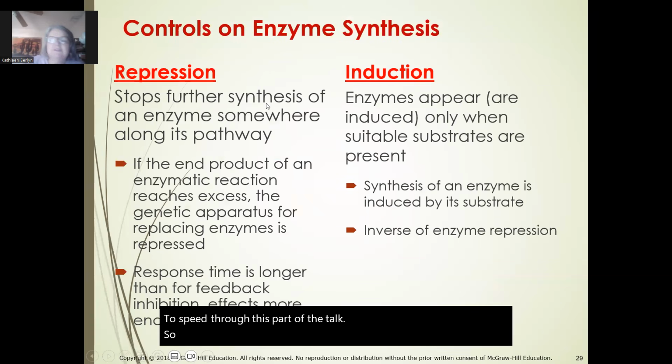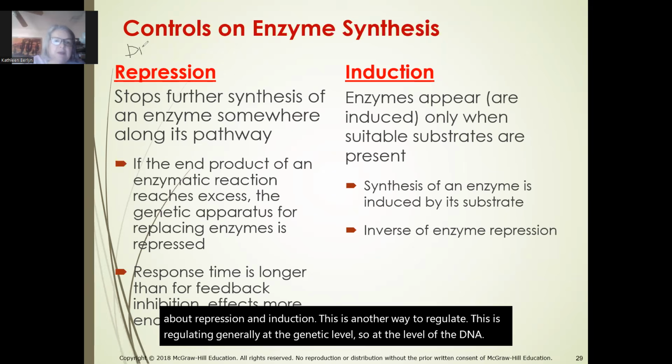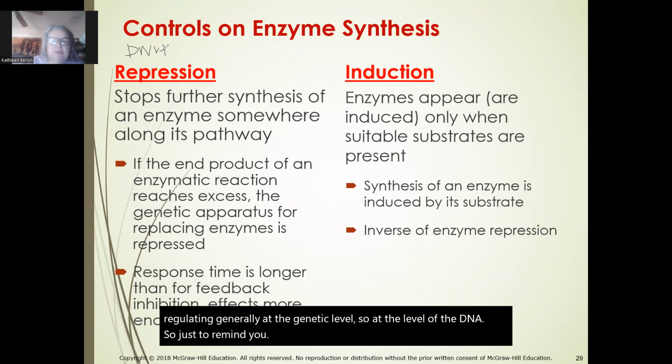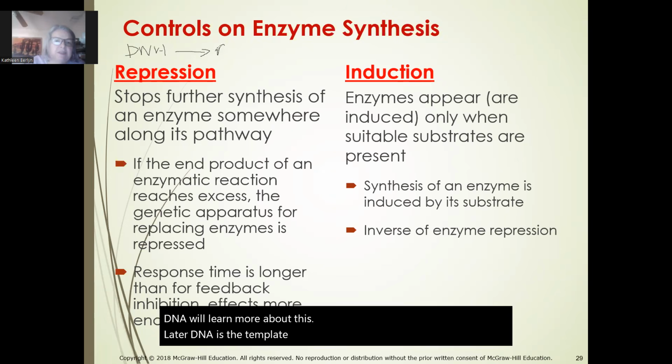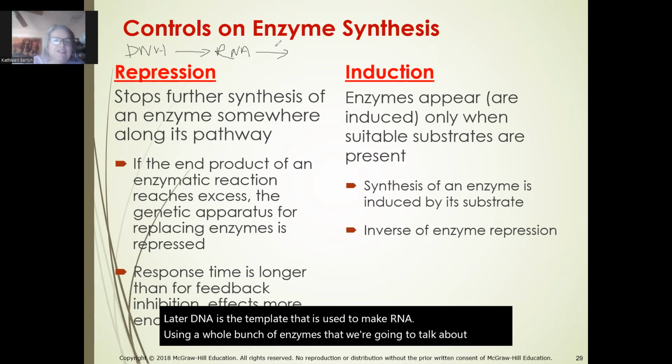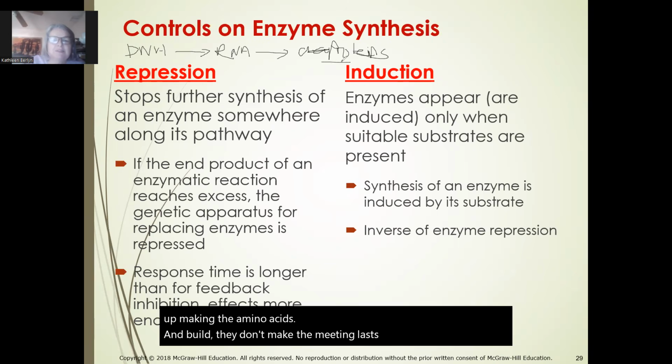So, controls of enzyme synthesis. We already mentioned a little bit about repression and induction. This is another way to regulate, generally at the genetic level, so at the level of the DNA. Just to remind you, and we'll learn more about this later, DNA is the template that is used to make RNA, using a whole bunch of enzymes that we're going to talk about. And then RNA, using ribosomes and transfer RNA and things like that, ends up building the proteins. Well, they don't make amino acids, they build the proteins.